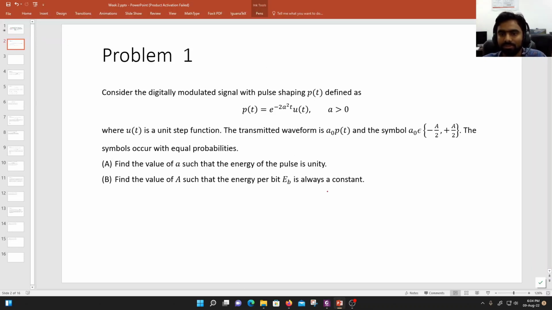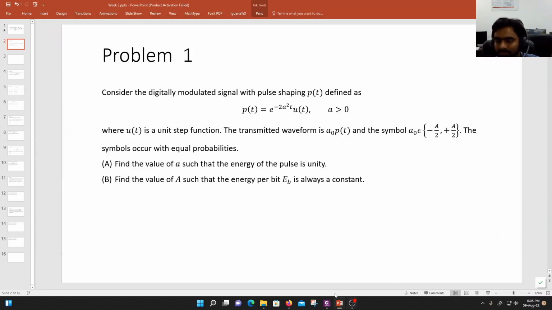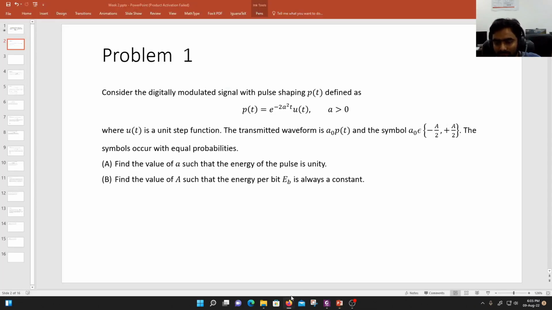So think over this problem and take 1 minute to solve this, then I will show the answers and give the solution. I think this problem is clear to all. Any doubt in the problem?